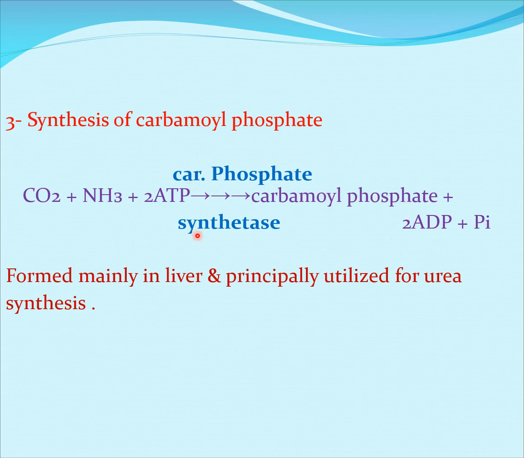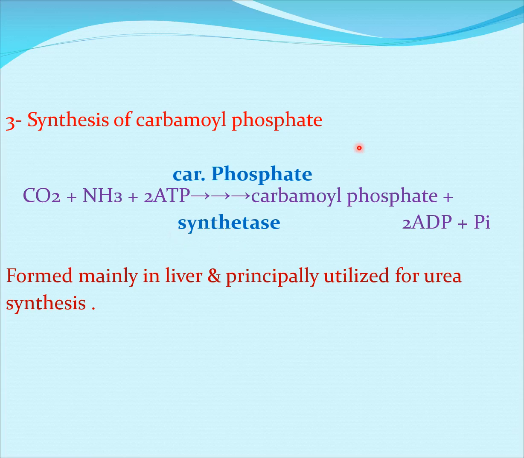This enzyme, carbamoyl phosphate synthetase 1. We have 2 types: carbamoyl phosphate synthetase 1 and carbamoyl phosphate synthetase 2. I want you, student, to look for these 2 important enzymes. What are the differences? There are 3 important differences between carbamoyl phosphate synthetase 1 and carbamoyl phosphate synthetase 2.